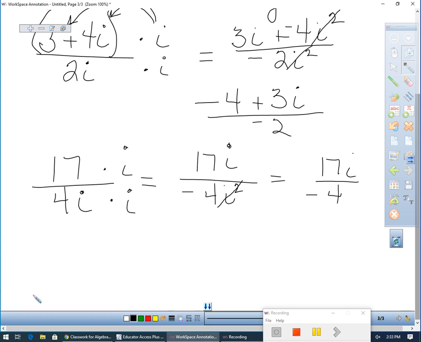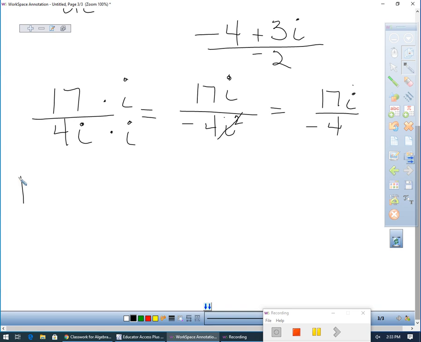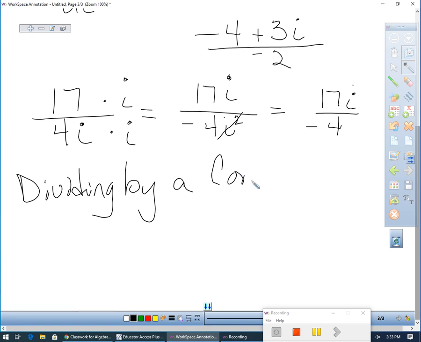All right? Doing all right? One more thing to talk about. What if it was a complex number in the bottom? What if it's not just one term, but it's got 2 in it? So we need to talk about dividing by a complex number.